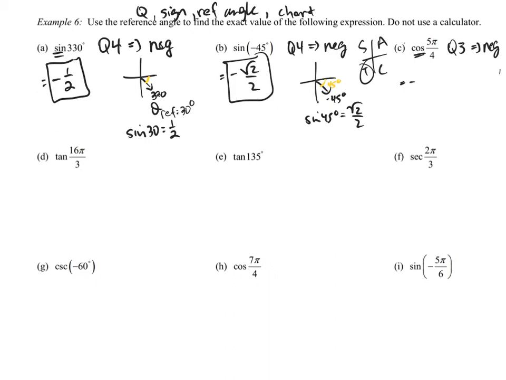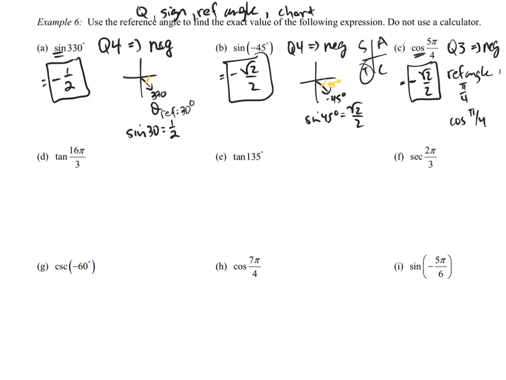Now, radians, when we do exact value, are very easy because finding the reference angle is incredibly easy. All you have to do is look at the denominator. So the denominator is 4. That means the reference angle is pi over 4. And so what we need to know now is what cosine of pi over 4 is. And I know from my table that that's square root of 2 over 2. So putting everything together, the answer to cosine of 5 pi over 4 is negative square root of 2 over 2.